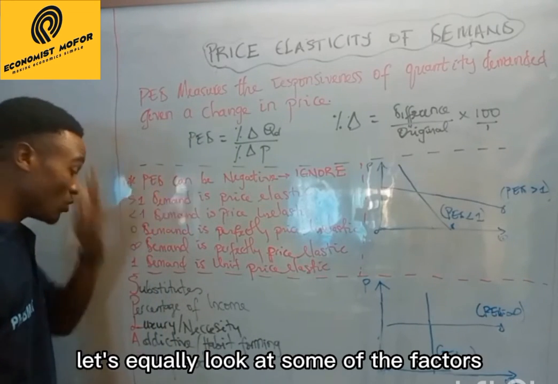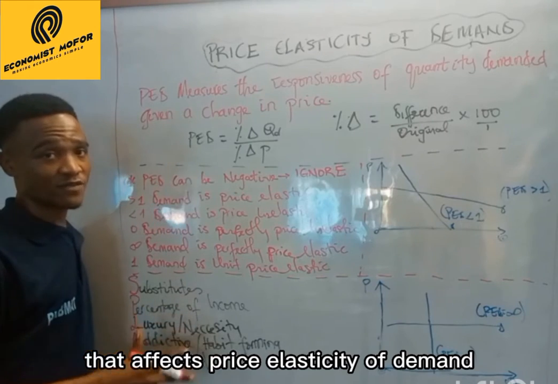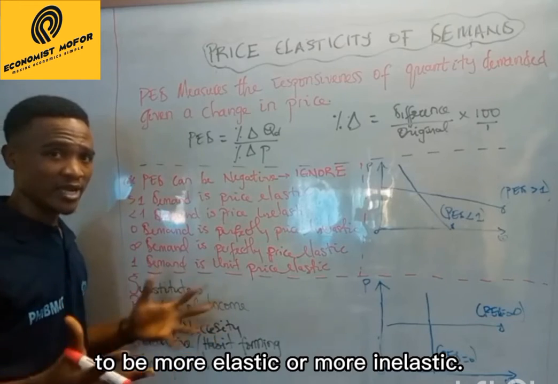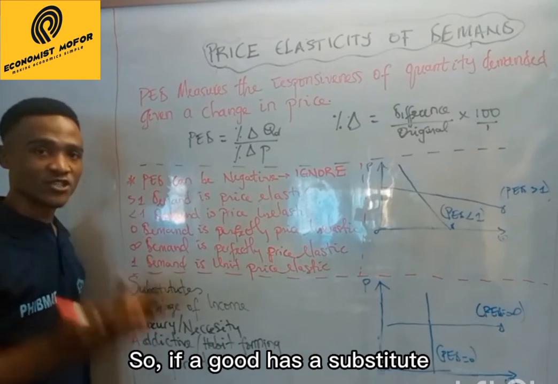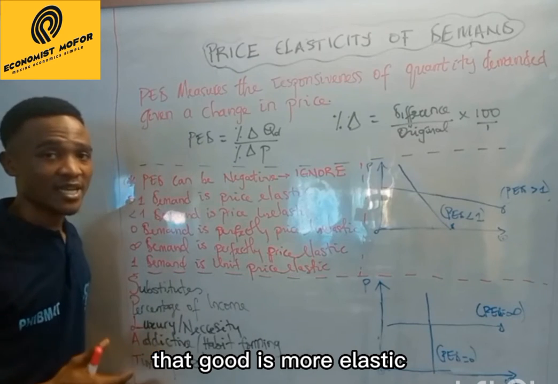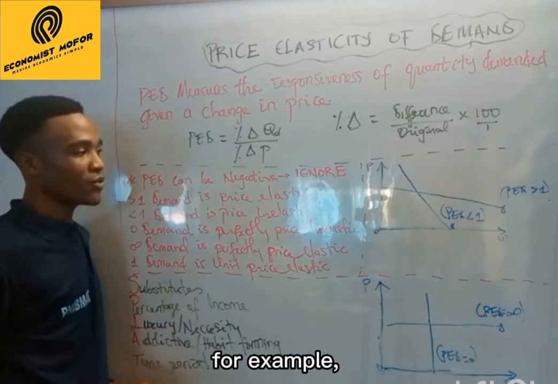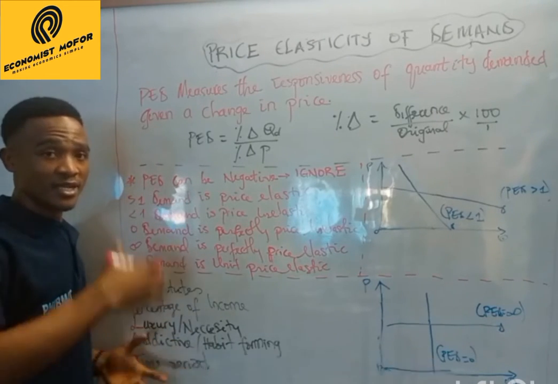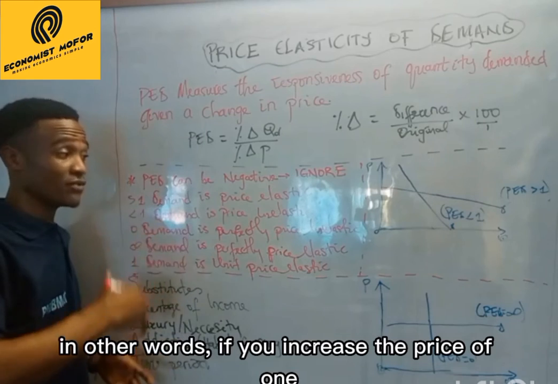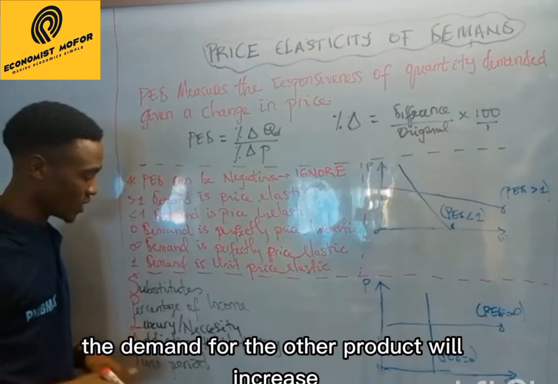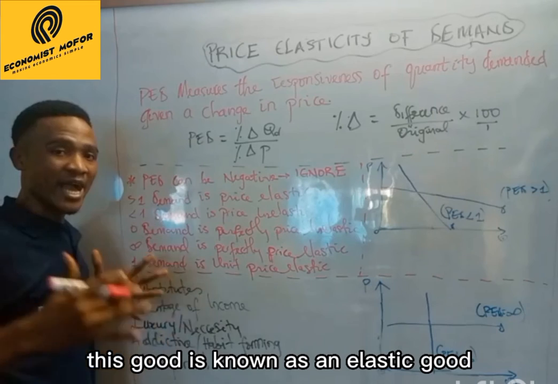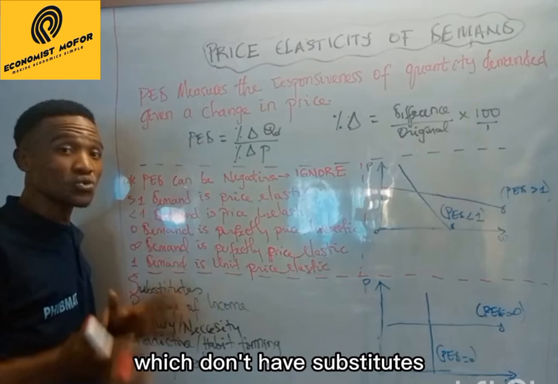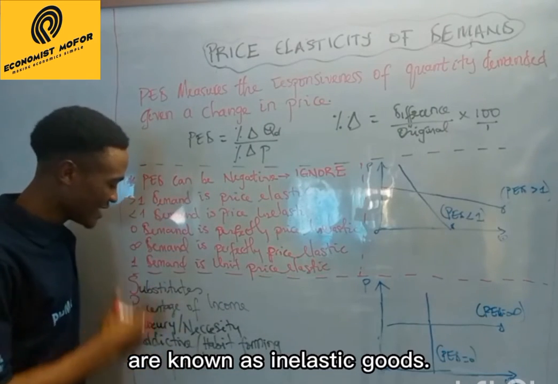Interestingly, let's look at some of the factors that affect price elasticity of demand. Now, we want to know what will make demand more elastic or more inelastic. If a good has a substitute, that good is more elastic than inelastic. For example, goods like meat and fish are elastic. It means that if you increase the price of one, the demand for the other will increase. So any good which has a substitute is known as an elastic good, whereas goods which don't have a substitute are known as inelastic goods.